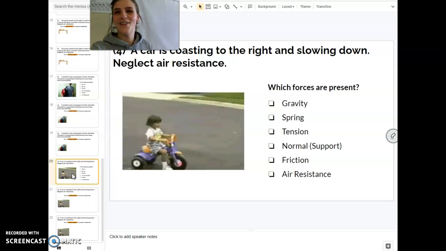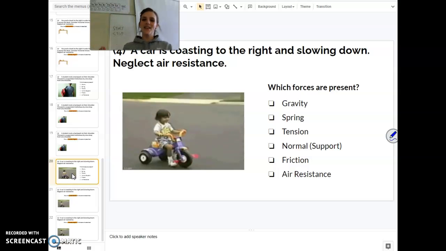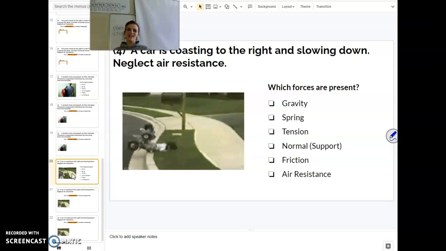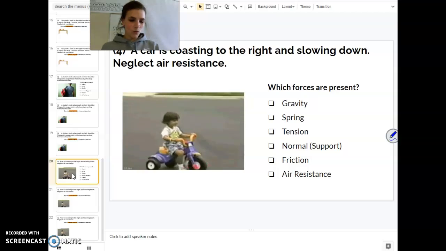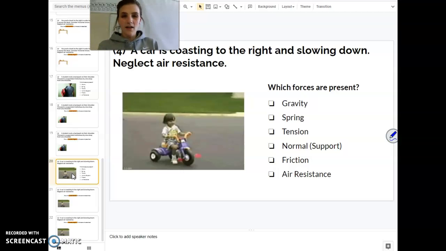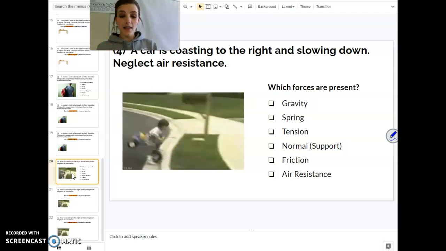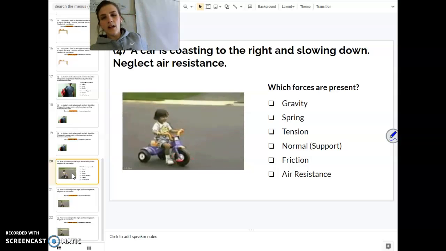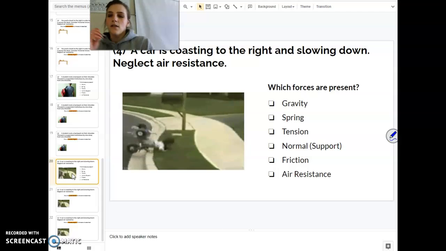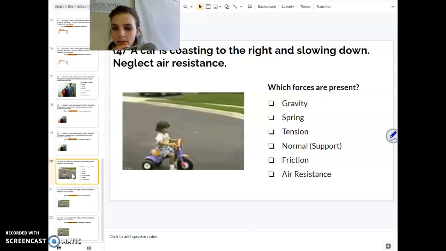This little video cracks me up. So a car is coasting to the right and slowing down. We are neglecting air resistance, which means we do not care about air resistance. Even though it's there, it's such a small force that we're not going to worry about it. So, what forces are possibly present?